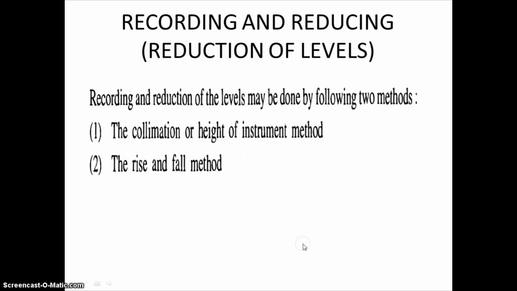Okay. So let's come to our methods, and we'll take one example also. Recording and reducing, that is the reduction of level. Recording and reduction of the level may be done by the following two methods. The collimation or height of instrument method. It is also called collimation method or height of instrument, that is HI. And second one is rise and fall method.